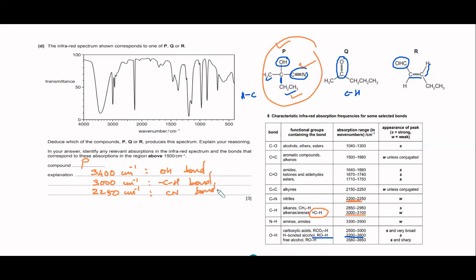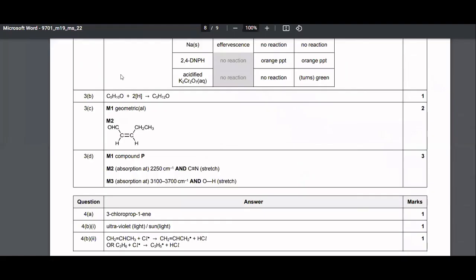So that's it. Let's check the marking scheme. Here it is. CN, 2250, compound is P. Then between 3100 to 3700, there is the OH peak. And they have not mentioned the CH bond. Okay, it's fine. Thank you.